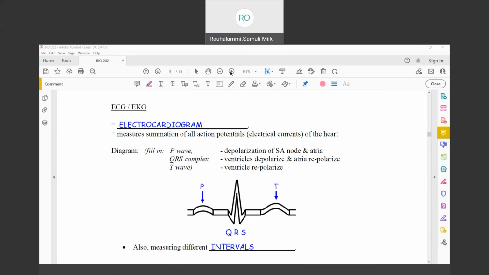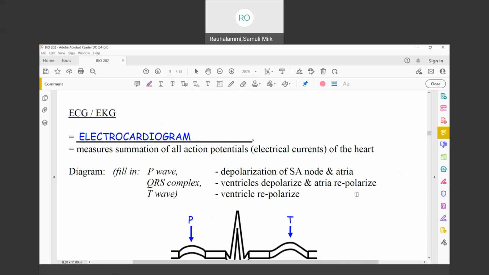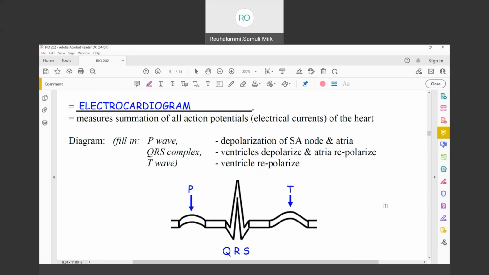We would see our P wave, which is the first bump on this trace. During the P wave, the sinoatrial node and atria depolarize, followed by what we know as the QRS complex. During the QRS complex, the ventricles are depolarizing and the atria are repolarizing. And finally, it's wrapped up with a T wave.